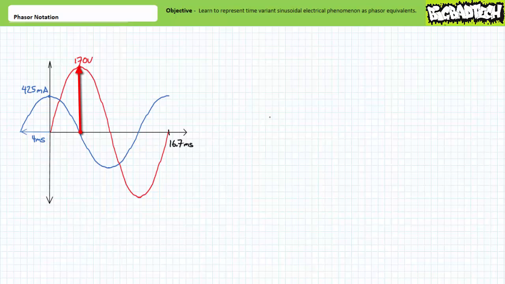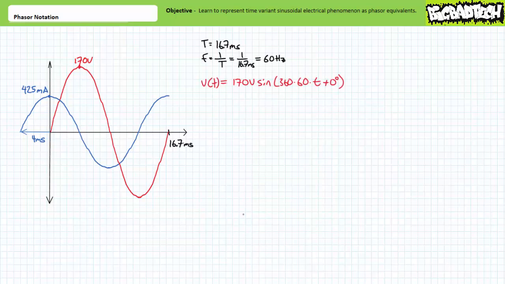Voltage appears to have a peak value of 170 volts and a period of approximately 16.7 milliseconds. A period of 16.7 milliseconds corresponds to a frequency of approximately 60 Hz. We're not given a phase shift for voltage, but let's assume it's our reference at 0 degrees. If we wanted to write the time-variant expression for this sinusoidal voltage, it would be V of t equals 170 volts times the sine of 360 times 60 times t plus 0 degrees.